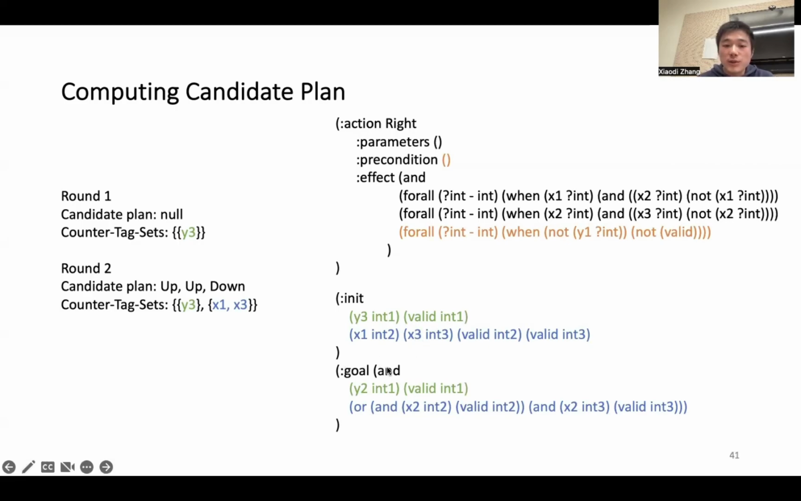And our goal states, if you remember, in the second round we only ask the candidate plan to satisfy one of the counter tags. So here you see the first robot should go to the goal state, but for the second robot and the third robot, one of you should move to the goal state. So here I use the disjunctive goal for interpretation 2 and interpretation 3.